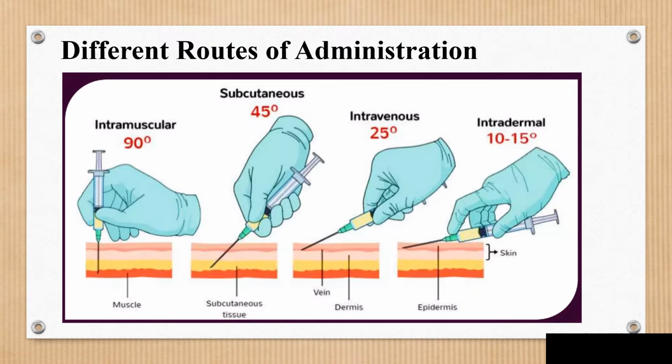What are the different routes of administration of parenterals? Parenterals have four major routes: intramuscular at a 90-degree angle, subcutaneous at a 45-degree angle, intravenous at a 25-degree angle, and intradermal at a 10 to 15-degree angle, which is the most painful.